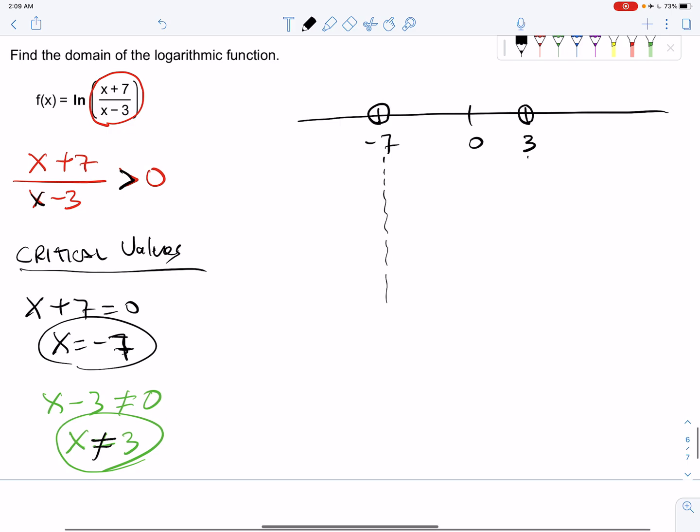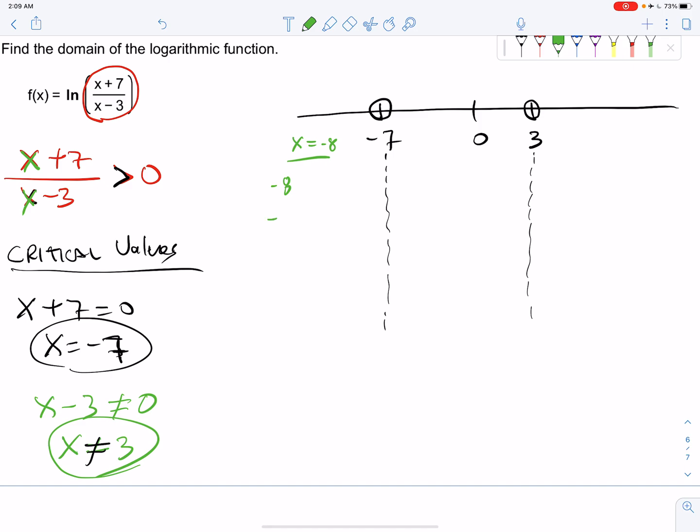And now all we do is, it's kind of a long process, but it's the same old process, so it's nothing too new. It's just, figure out a test point. What's a test point in this region? How about negative 8? Well, that sounds good enough. Negative 8, okay, that's my test point. I'm going to have to put in negative 8 here and here. But really, we're just looking at signs.